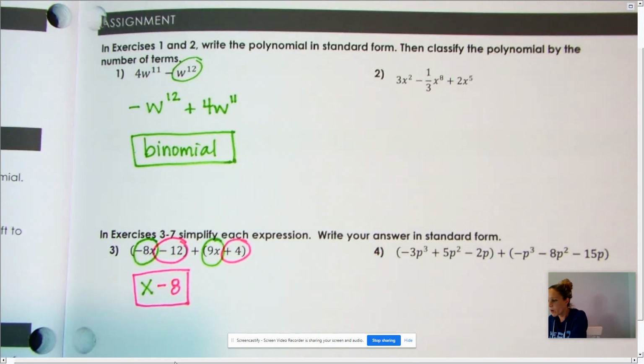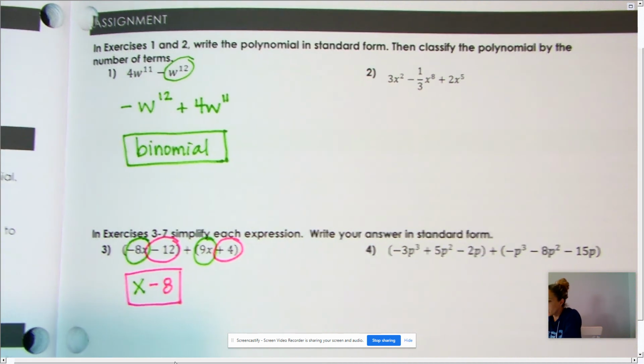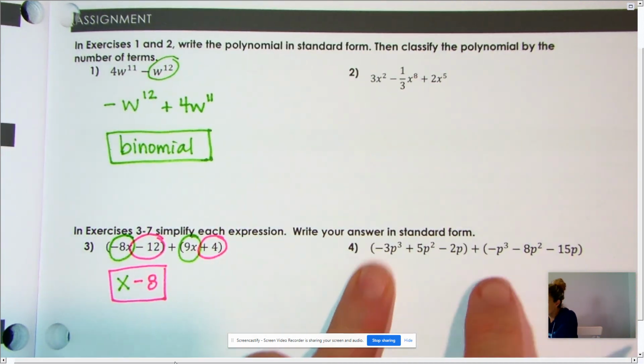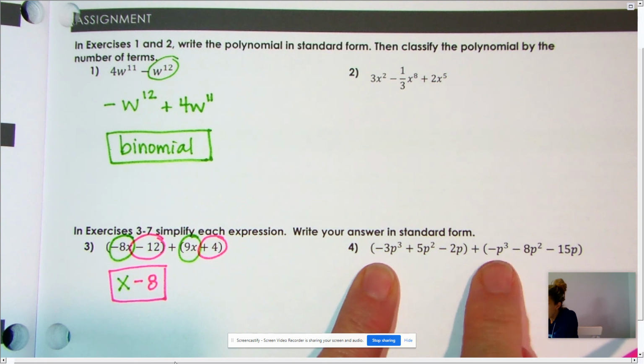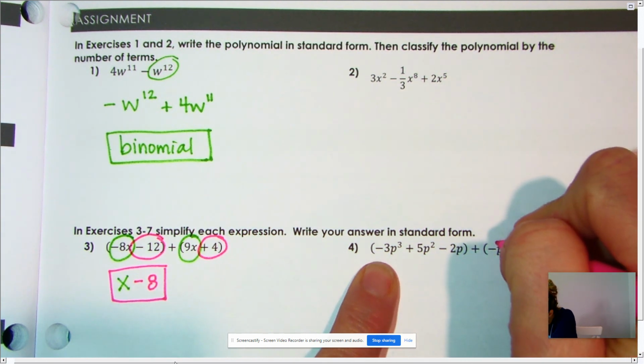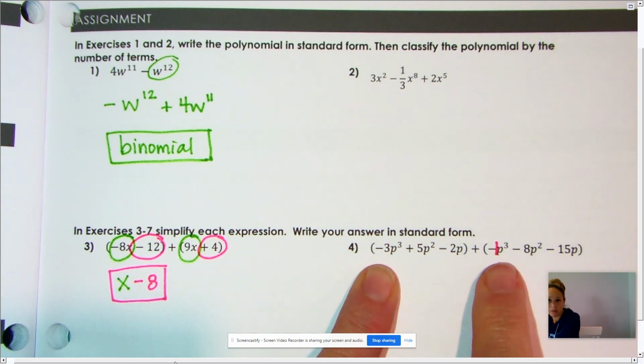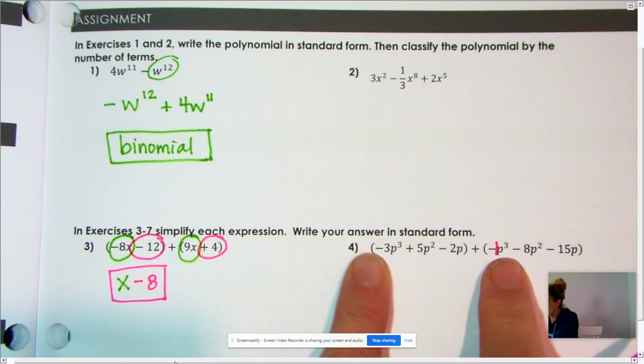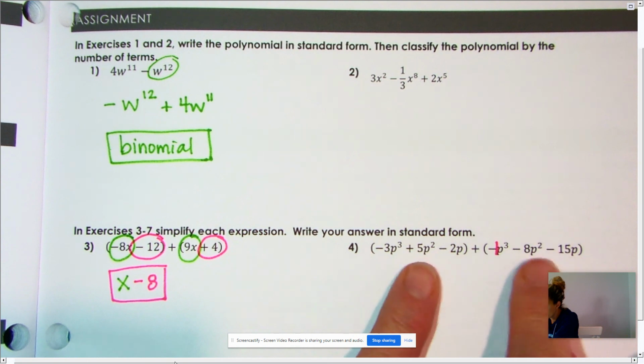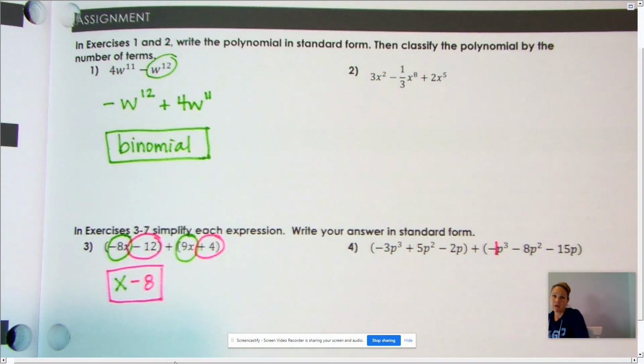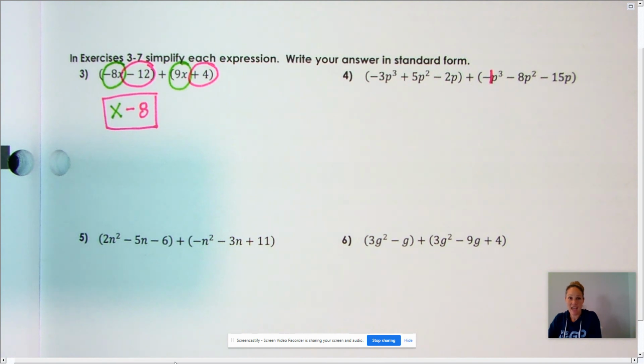Question number 4 is a little bit bigger, but remember, you're going to put like terms together. So anytime there's no number, you can always put a 1 right there. That might help you guys a little bit. 3 negatives and 1 negative makes 4 negatives. So you're just going to go in order, p to the third, p squared, regular p. Okay, we're going to move on down to question number 5.